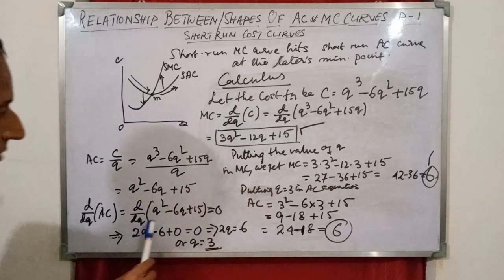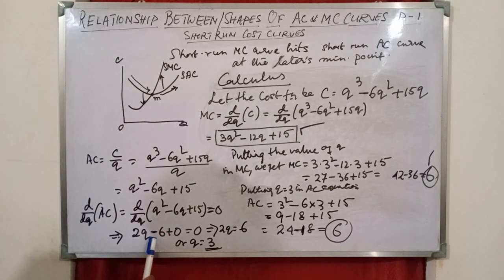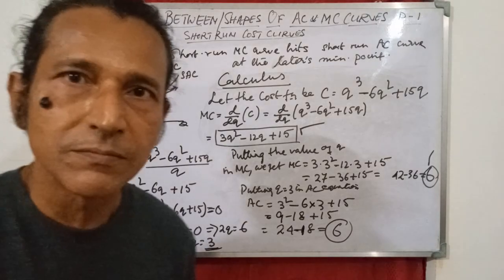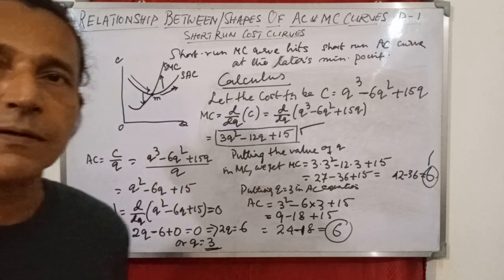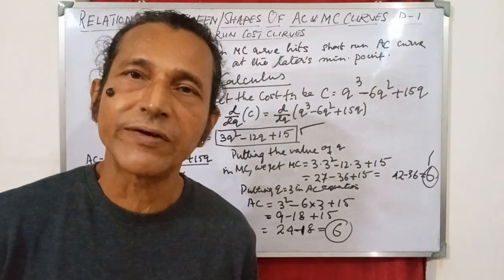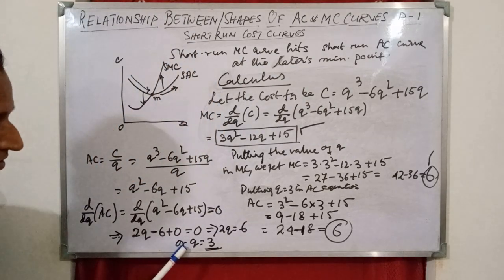So we have differentiated q square minus 6q plus 15 and we have got 2q minus 6 plus 0, which is equal to 0. Why? If average cost has to be minimum, then the derivative of the average cost function must be set to 0. So q equals to 3.